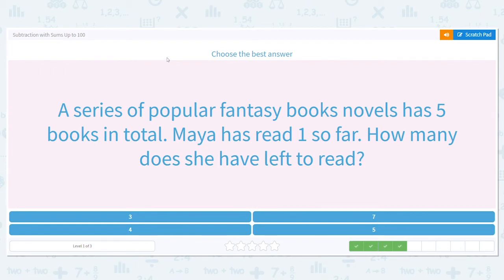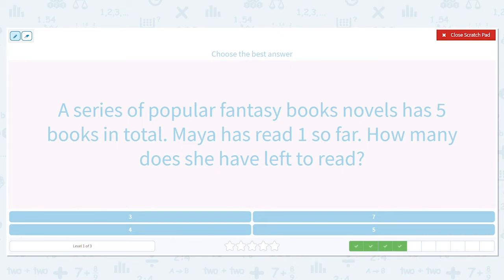A series of popular fantasy novels has 5 books in total. Maya has read 1 so far. How many does she have left to read? Okay, so there are 5 books in total. And Maya has read 1 of them. What word? Left. Left tells us what are we going to do?